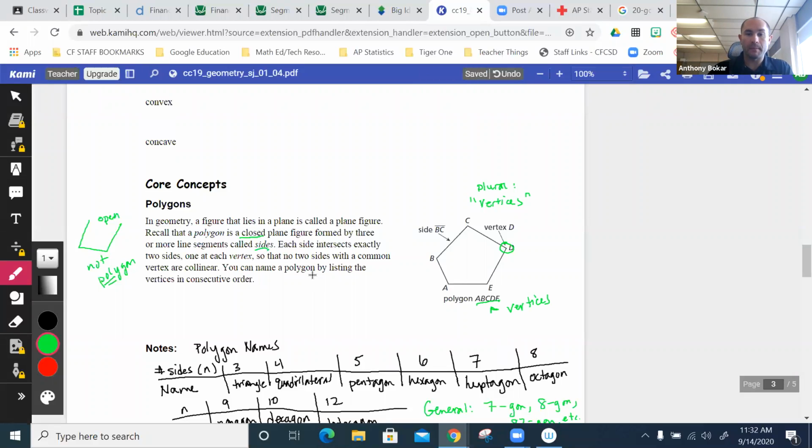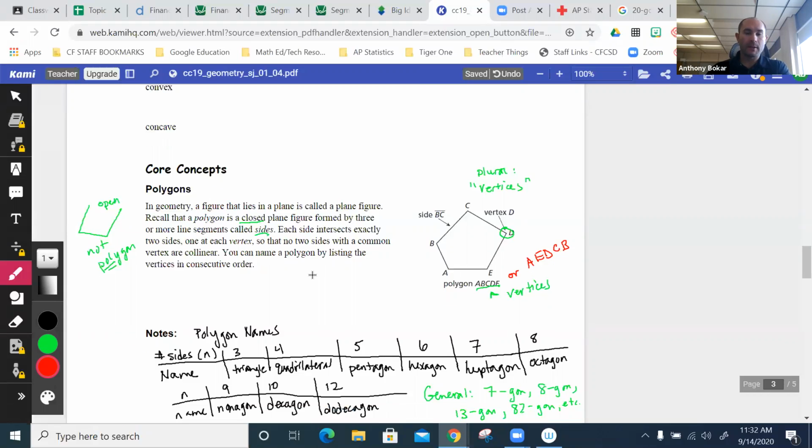So this could either be named A, B, C, D, E, going clockwise, or it would also be okay to name this, you can name it A and go the other direction, E, D, C, B, but you always follow the order of the vertices as you go around. So this is one way, and then you could go the other way if you want. And you could start at any vertex, but we always name polygons based on their vertices and in order.